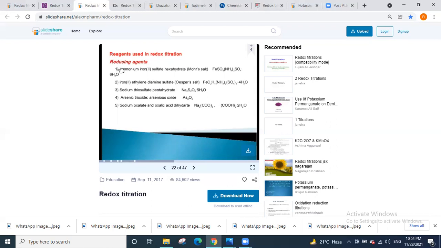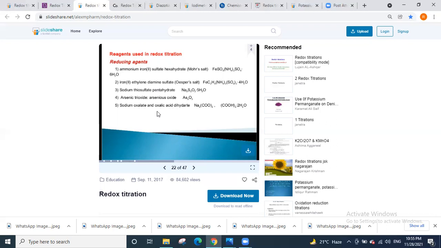Most of the molecules that contain water of hydration are considered secondary standards, except arsenic trioxide and sodium oxalate, which also contains two water molecules. Both of these are primary standards, along with potassium iodide.